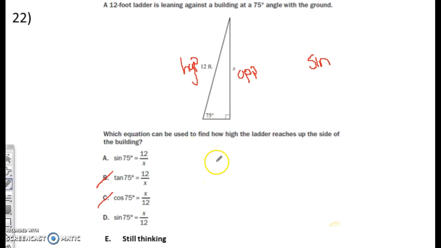All right, so then I'm just going to write it out. The sine of theta, remember theta is your degrees, equals the opposite over the hypotenuse. This one is upside down, so that doesn't work, so it has to be D.